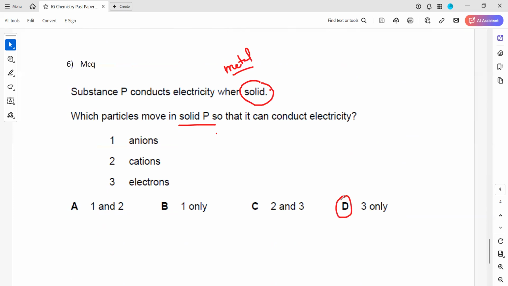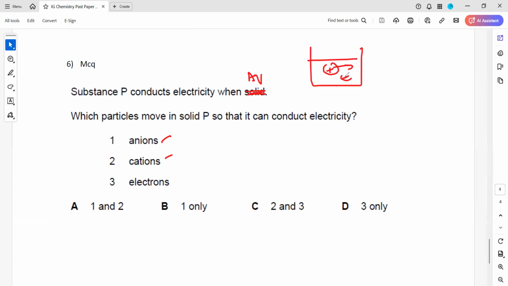If it was the same question, but they said substance P conducts electricity when it is molten or aqueous, then what will the answer be? Then anion and cation. Because positive and negative ions, if it is molten or aqueous, means it's an ionic compound. In an ionic compound, we have the ions. The movement of the ions in the solution is responsible for conduction. But if it's a metal, then the movement of electrons is responsible for conduction.